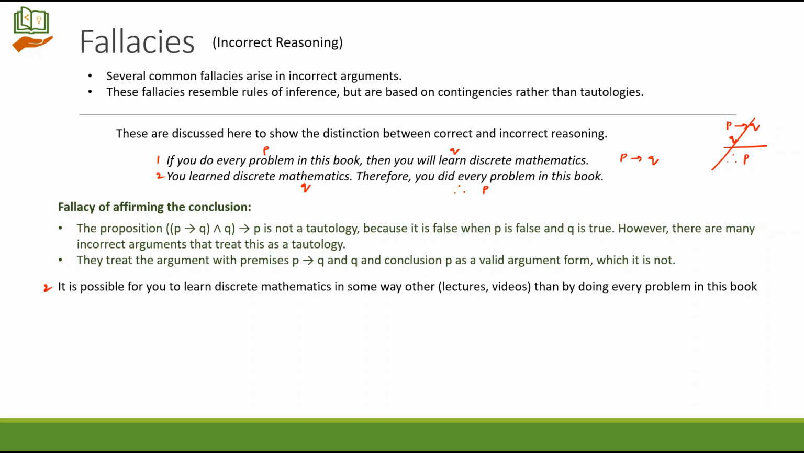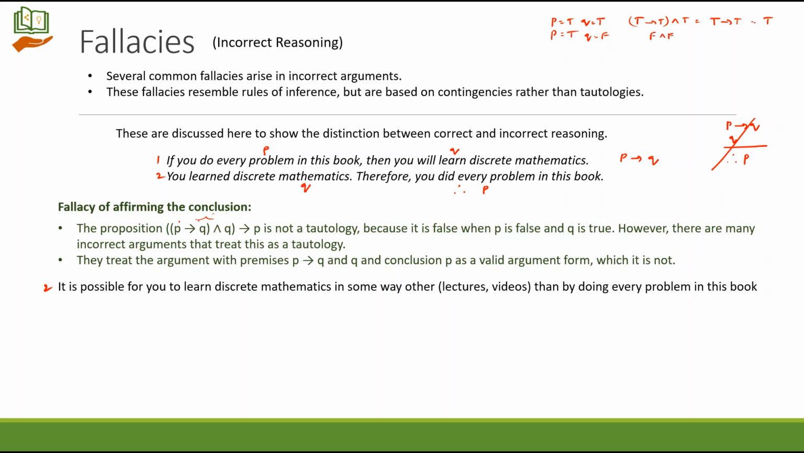They treat the argument with premises P implies Q and Q, and a conclusion P, as a valid argument form, but it is not. Let's take P is equal to true, Q is equal to true. True implies true and true. This will wholesomely give true. So true implies true will give true. What about P is equal to T and Q is equal to F? T implies F will give you F.